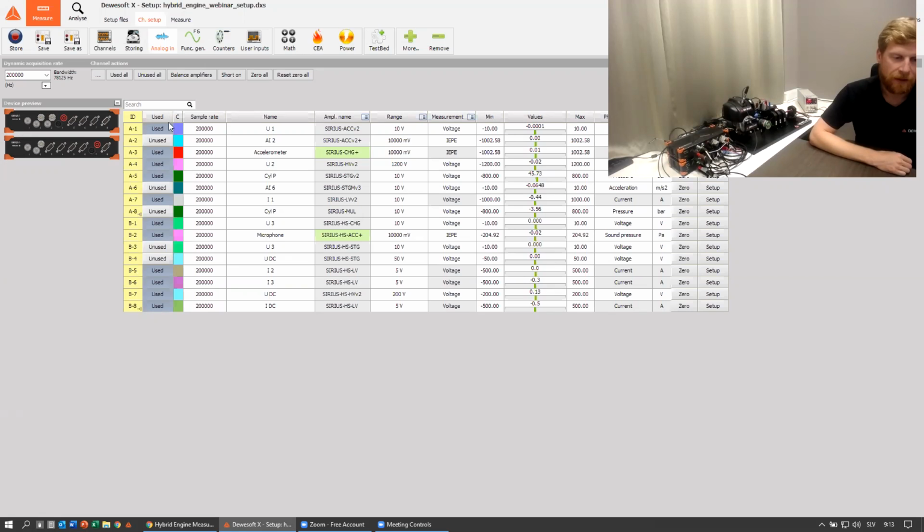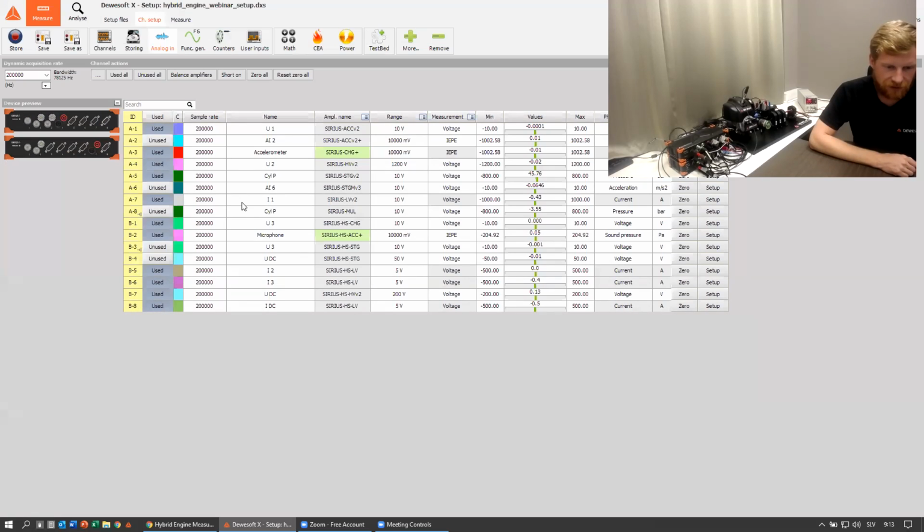So we have here 4 voltage inputs, so 3 phases of the electric motor. Then we have also voltage of DC power, so the battery or the DC power source. We have also 3 currents, so the current clamps for the electric motor. And at the end, we have also current of the battery or the DC power source.